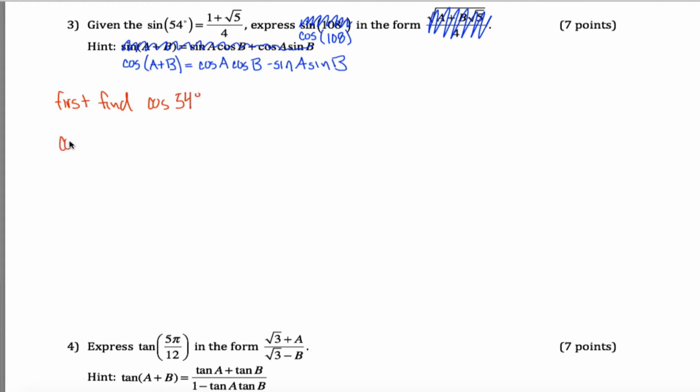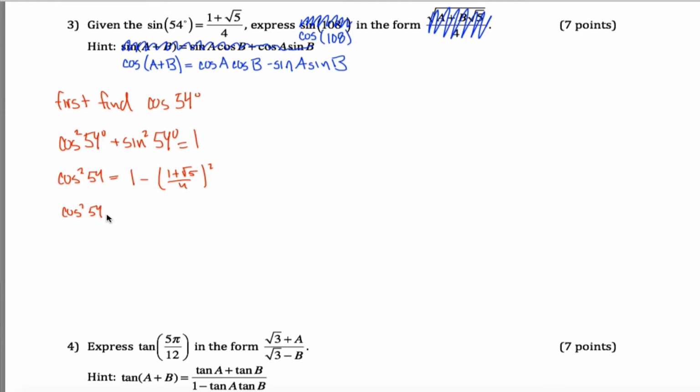And we can do that using the fact that cosine squared of 54 degrees plus the sine squared of 54 degrees is equal to 1. This is the Pythagorean identity. Nothing special about 54 degrees. This works for all angles. So cosine squared of 54 is equal to 1 minus sine squared of 54, which is 1 plus root 5 divided by 4, squared.